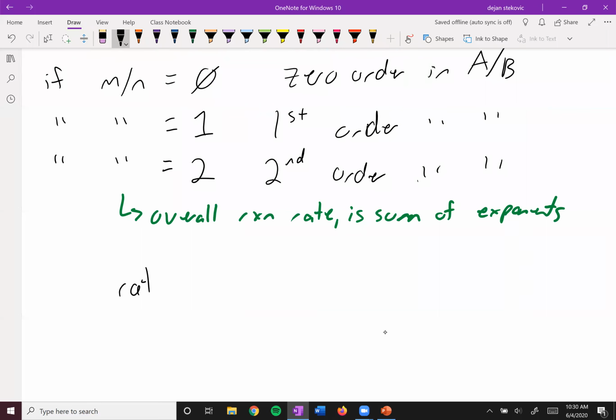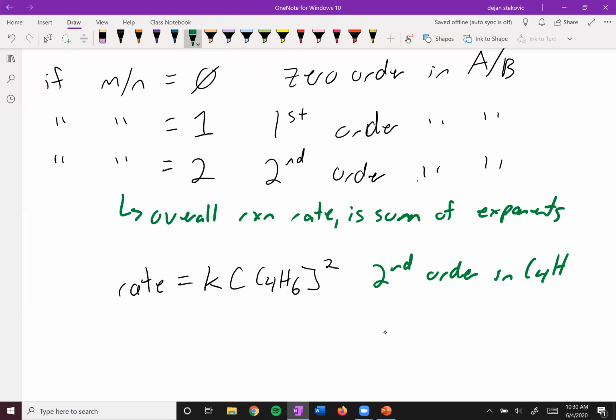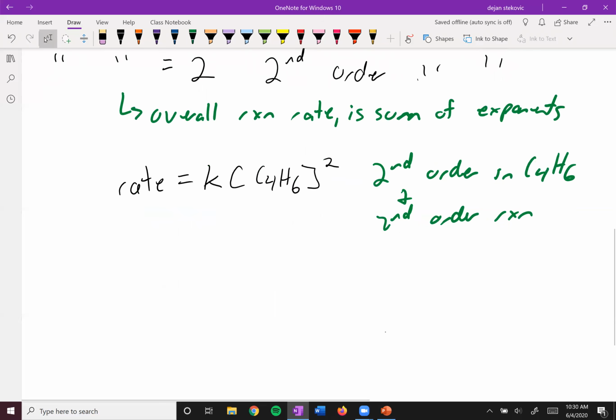So here we'll say for one of these reactions, rate is equal to k times the concentration of C4H6 squared. And so here we say that this reaction is second order in C4H6, and it's a second order reaction overall, right? So it's the same because its rate is only dependent on one of its reactants.